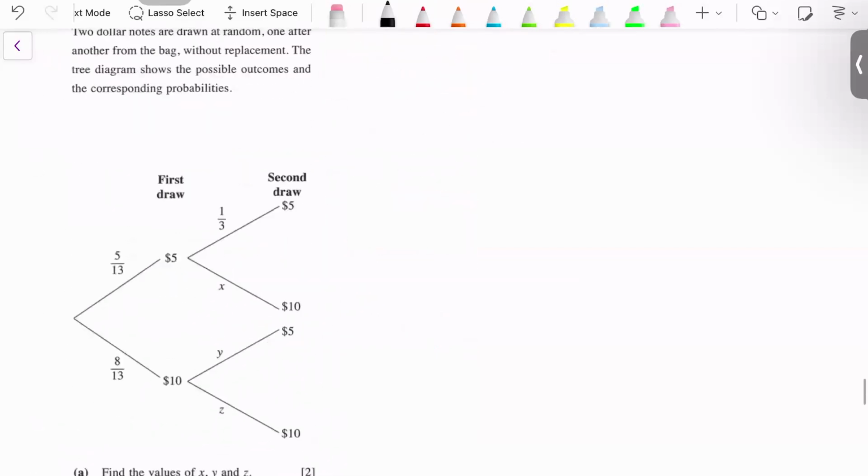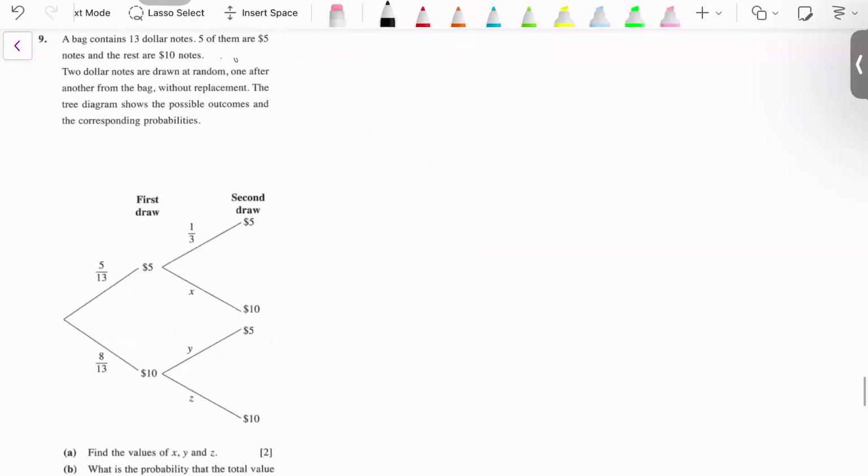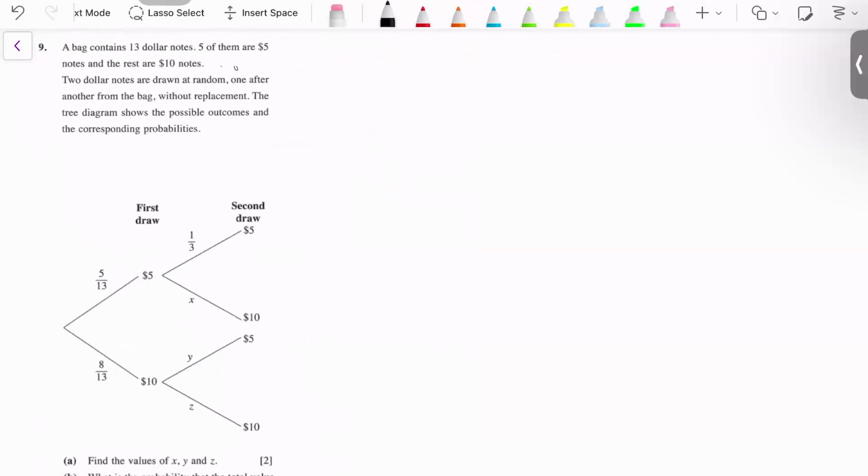Question 9. Okay, this is a bit big. So in this case, it says a bag contains 13 notes. 5 of them are $5, and the rest are $10 notes. 2 notes are drawn at random, one after another without replacement. Same thing: without replacement means the probability changes every time each note is drawn.